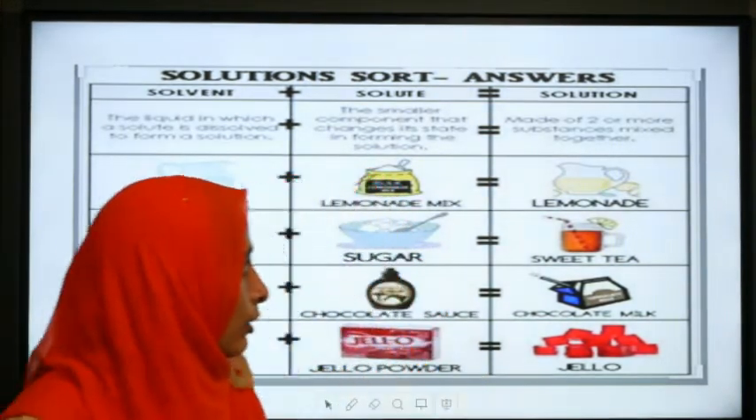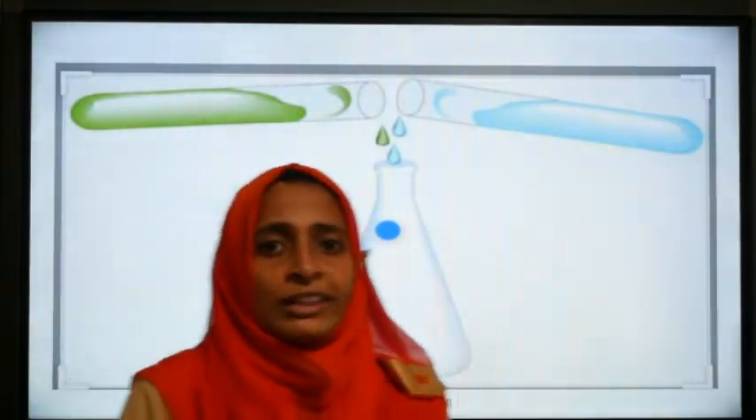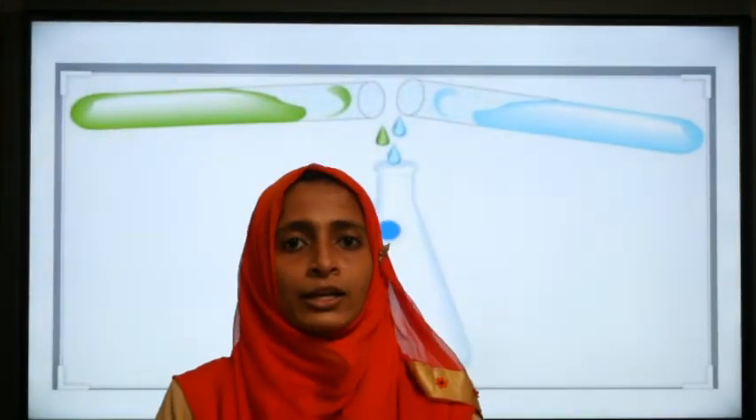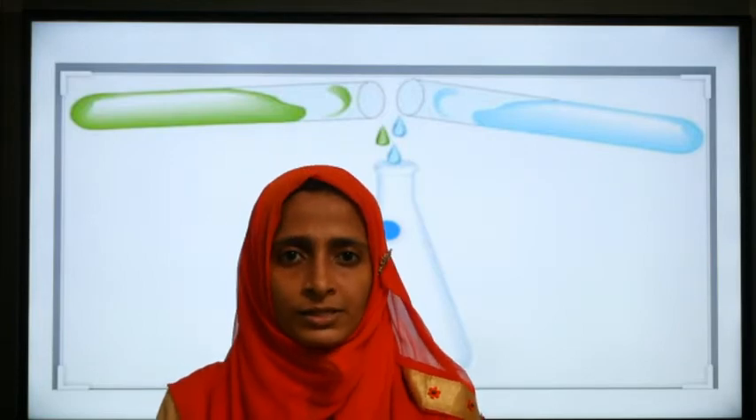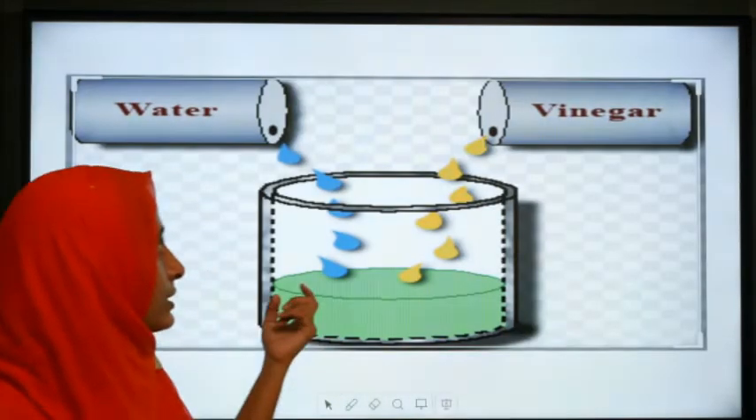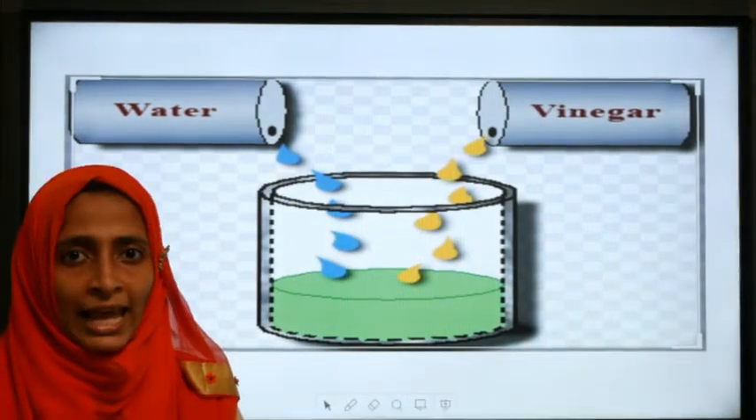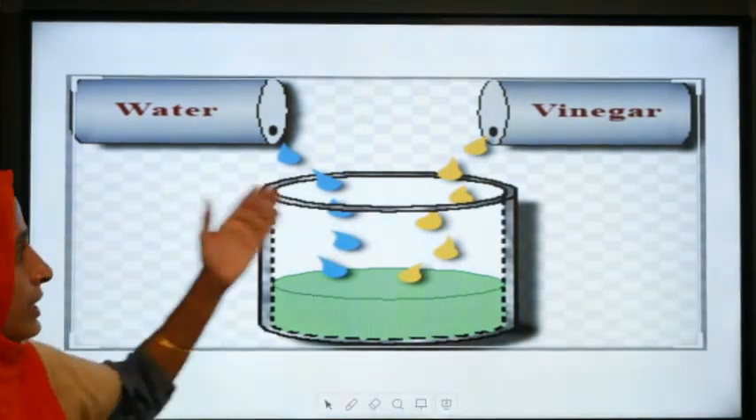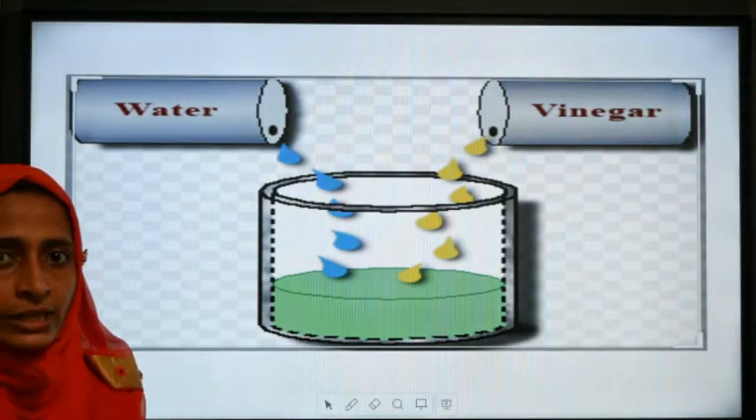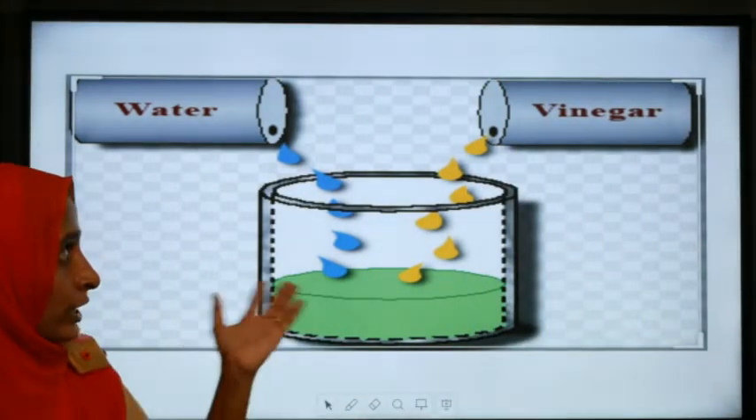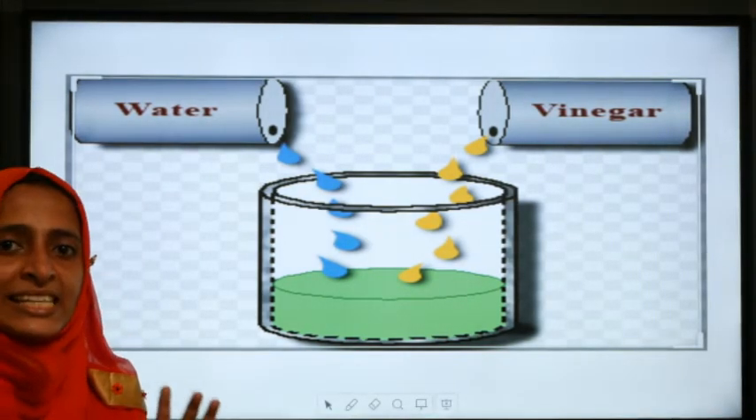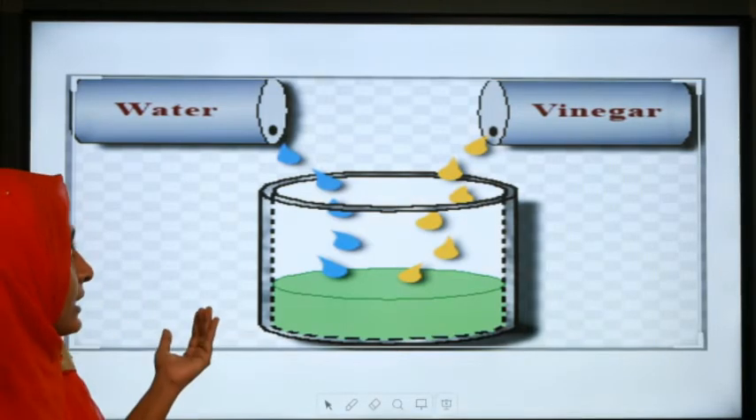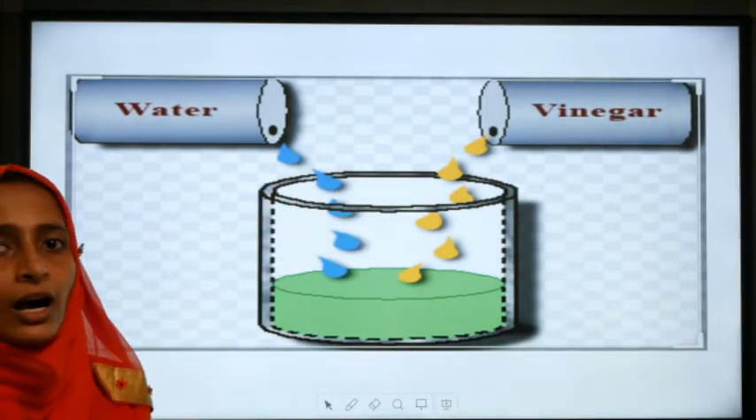Okay, now coming to 2 liquids. If you are taking 2 liquids and mix them, what will happen? Already you know about soluble and insoluble substances. Suppose we are mixing water and vinegar. What will happen? When water is mixed with vinegar, can you see both water and vinegar separately? No, we cannot. They form a single layer. It forms a single layer when water and vinegar are mixed.